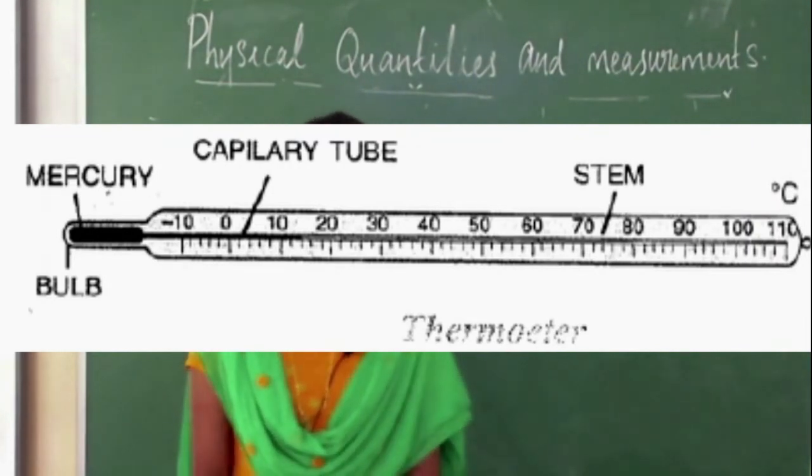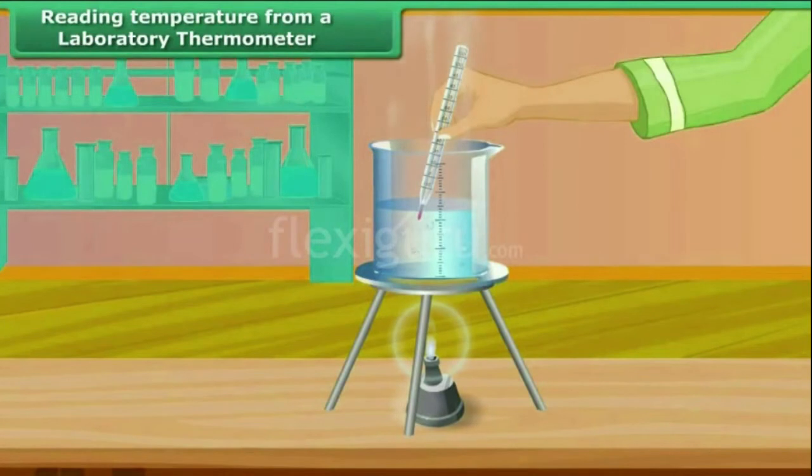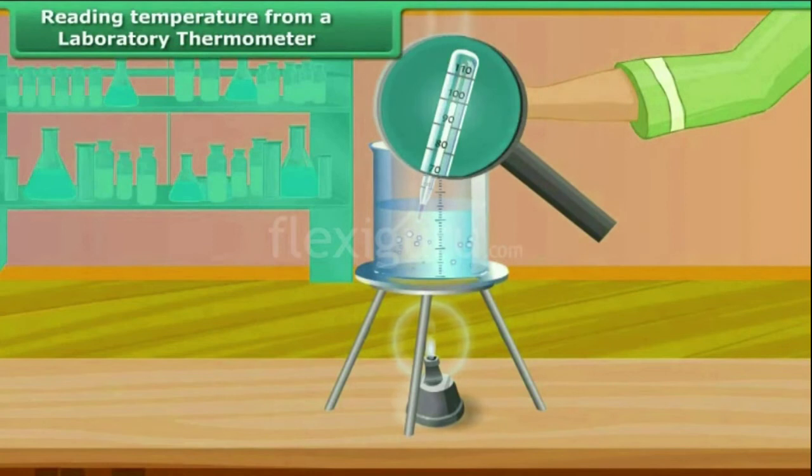Let us now measure the temperature of hot water kept in a beaker. Take a laboratory thermometer. Immerse the bulb of the thermometer in hot water. See the shining thread of mercury moving up in the thermometer tube. After some time, the mercury thread will stop rising and stand at one place. Read the temperature on the thermometer tube which corresponds to the top of the mercury thread. This is the temperature of the hot water.